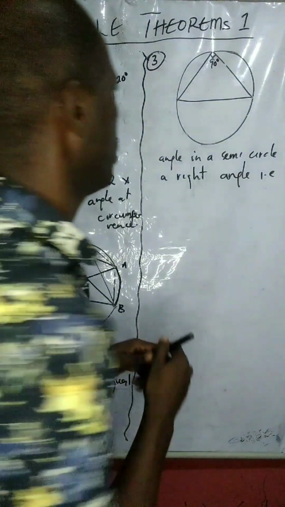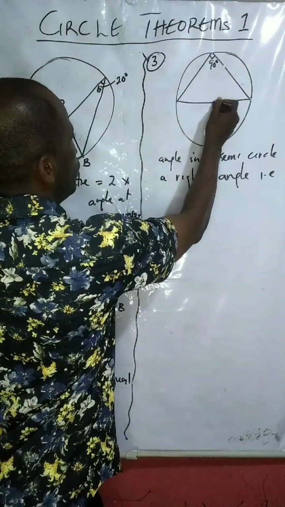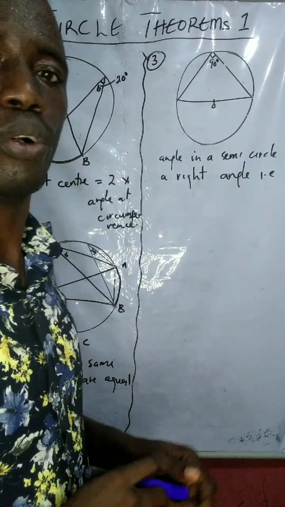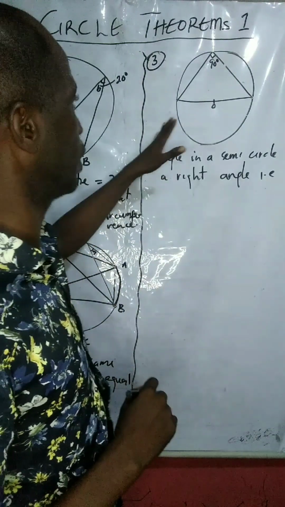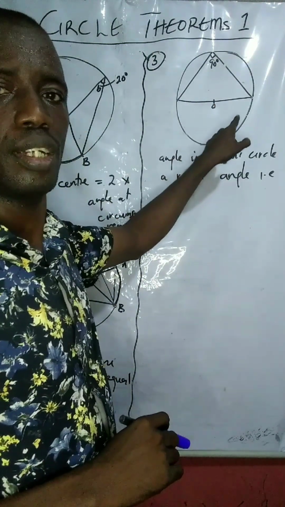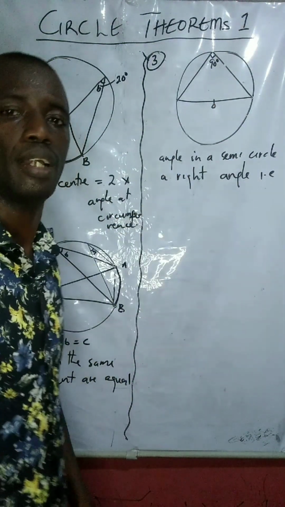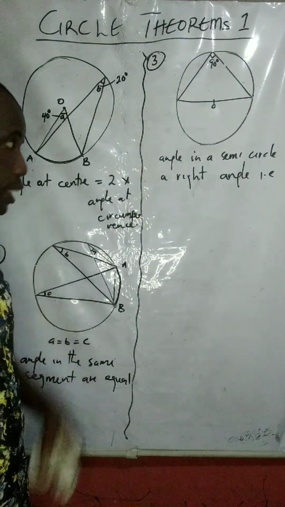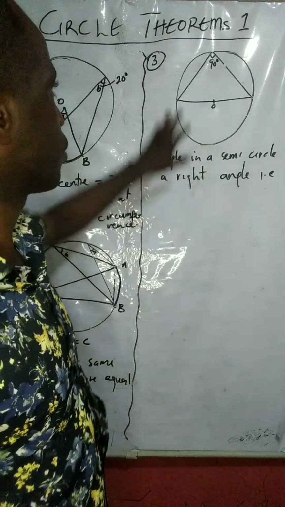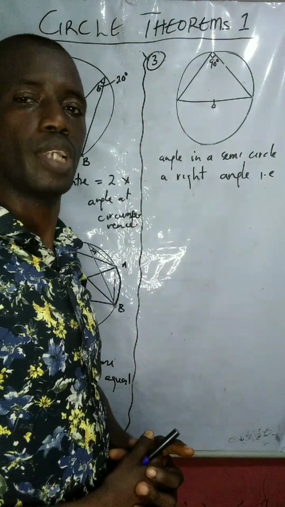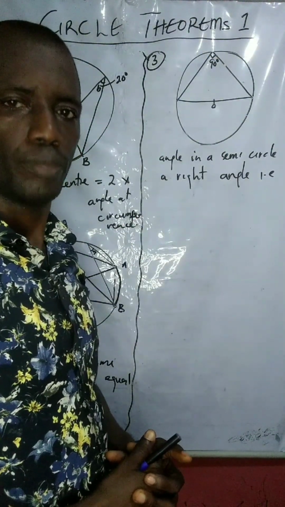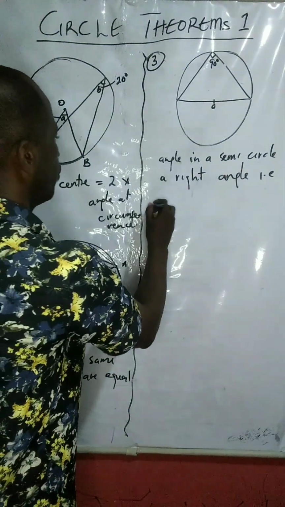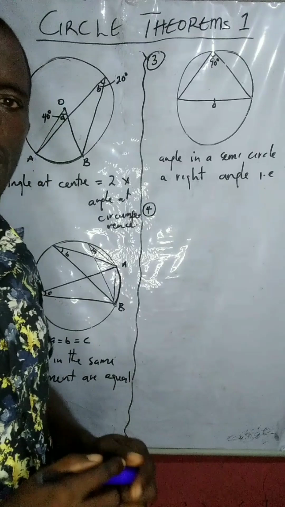Now that is the third theorem. Anytime you see a semicircle, you must be told that that line is a diameter before you can conclude that it is a semicircle. If they just draw a line and you are not told that that is the center, you cannot conclude that that particular line is a diameter. Now, anytime you see a diameter and an angle is formed in the semicircle, it is a right angle. That's theorem number 3.